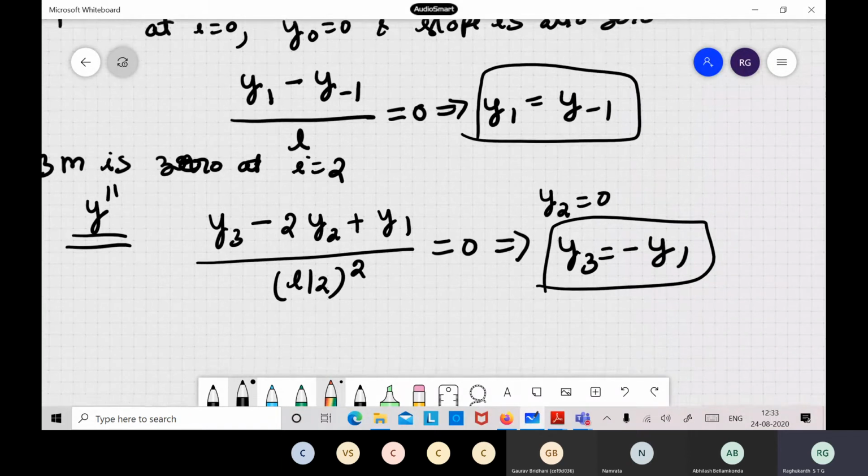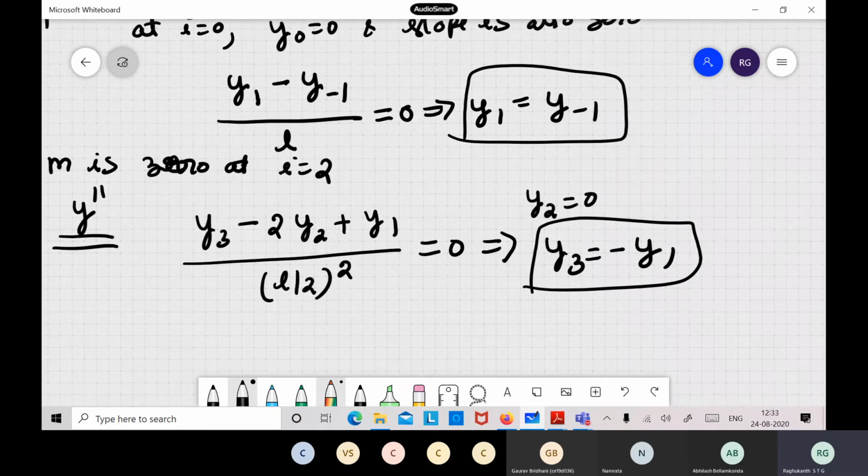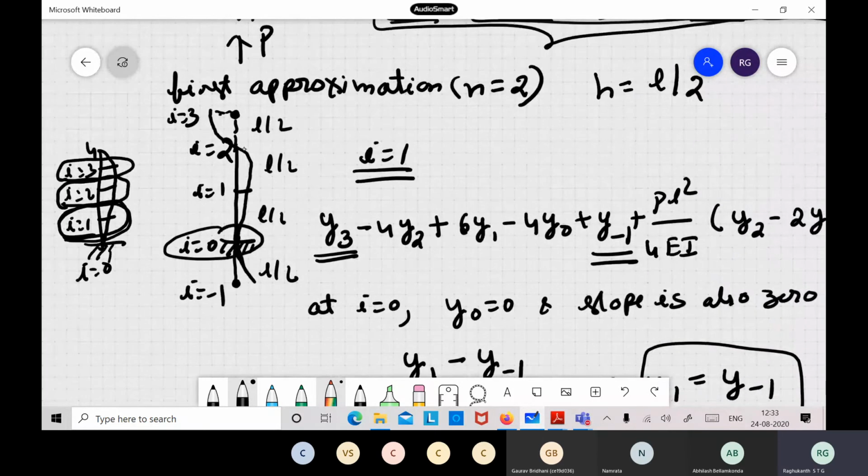If you plot, say, y1 equal to y of -1, both are the same, but y3 should be minus times y1. That's why you see we have drawn it like this. Although I did it this way, you can assume it, or you can draw it like this also. If it doesn't satisfy the boundary conditions, then automatically you will get minus, which means you have to reverse it. So there is no need to assume anything.